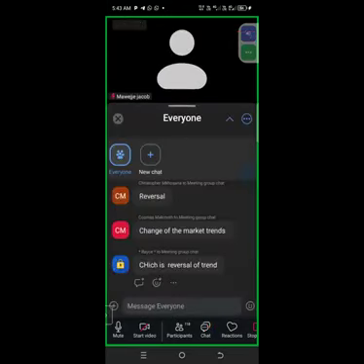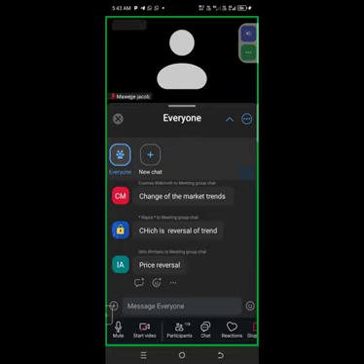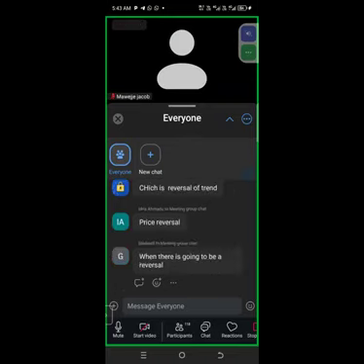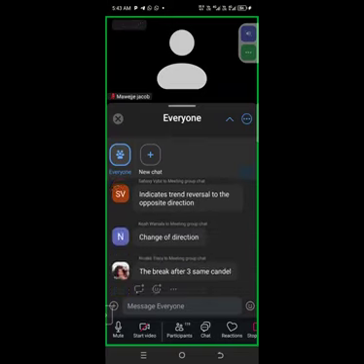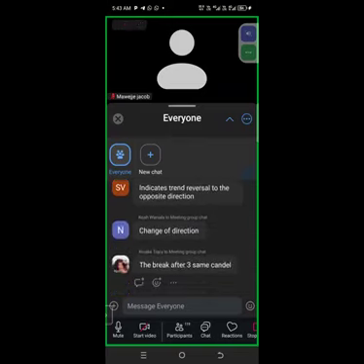So let me see, in the chat. All right, very good. Price reversal of trend. When there is going to be a reversal, price reversal indicates trend reversal to the opposite direction. Yeah, change of direction. The break after three same candles.